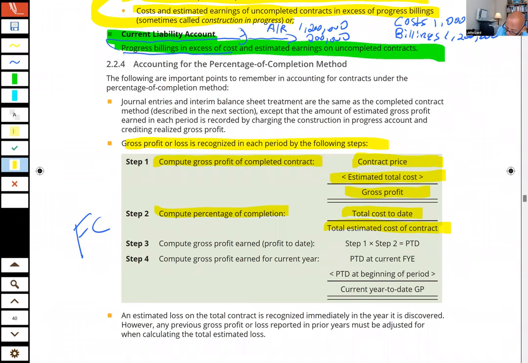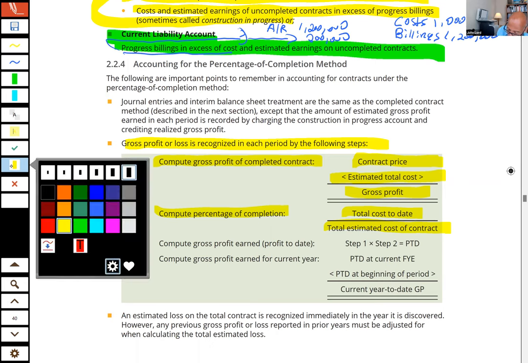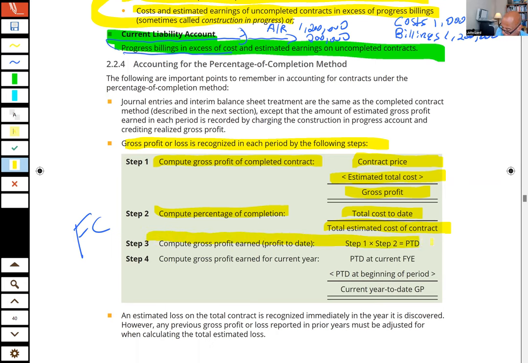Okay, step three, to figure out the gross profit that has been earned to date, I'm simply going to take the gross profit that I calculated in step one and multiply that by the percent done, which was calculated in step two. And that tells me the profit that I have earned to date. And then step four, where the questions tend to ask you, you will want to figure out the current year's profit by taking the profit earned to date minus any profit I have already recognized at the beginning of the year. That difference gives me my current year gross profit.